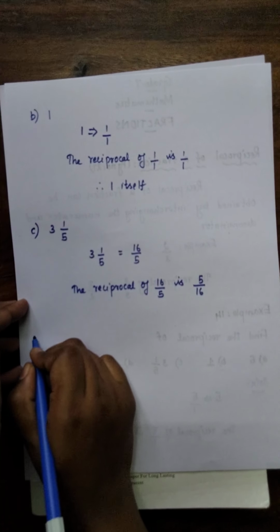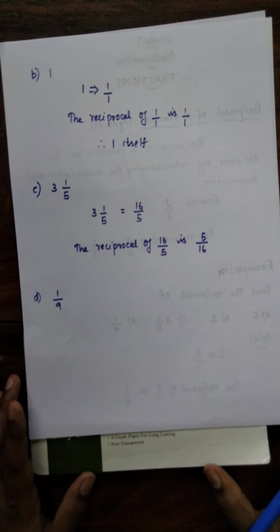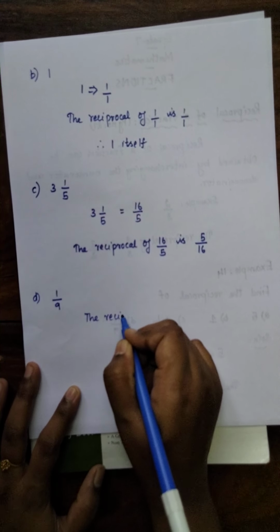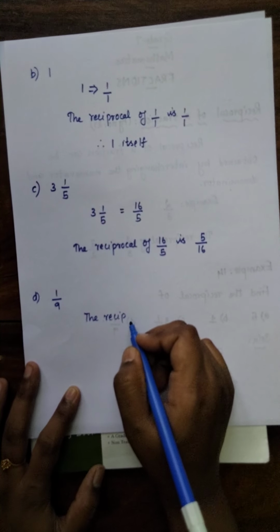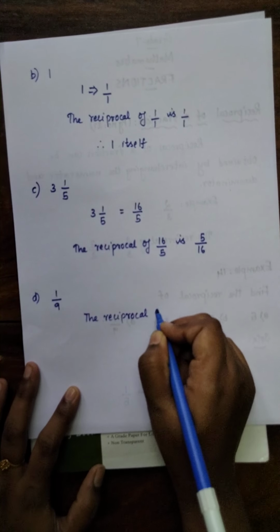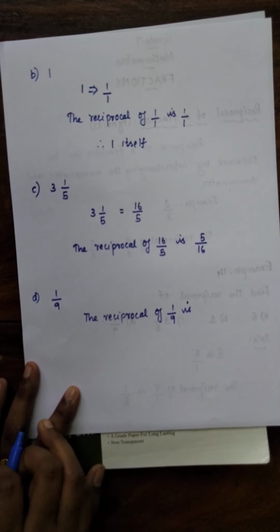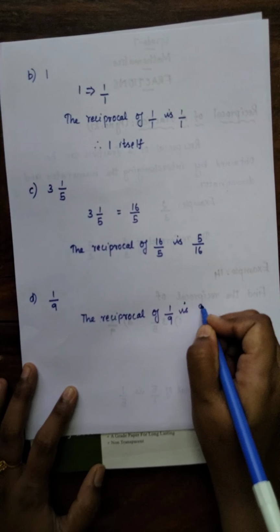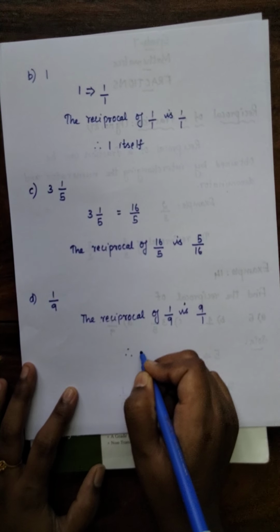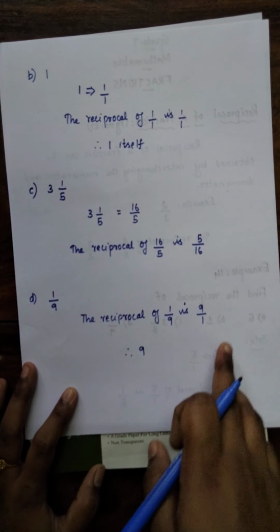Then the last question, 1 by 9. We are going to find the reciprocal of the fraction 1 by 9. The reciprocal of 1 by 9 is 9 by 1. 9 by 1 we can write as 9, so the answer is 9.